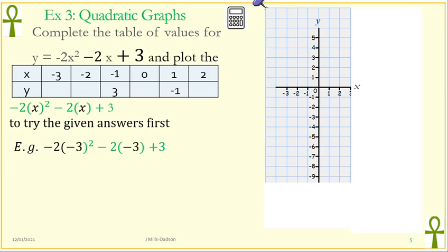This is how it's going to look like on the calculator. So negative 9 for negative 3, negative 1 for negative 2, 3 for 0, 3 for 1, negative 9 for 2. Then let's plot negative 3, negative 9, negative 2, negative 1, and so on. Join with a smooth curve.